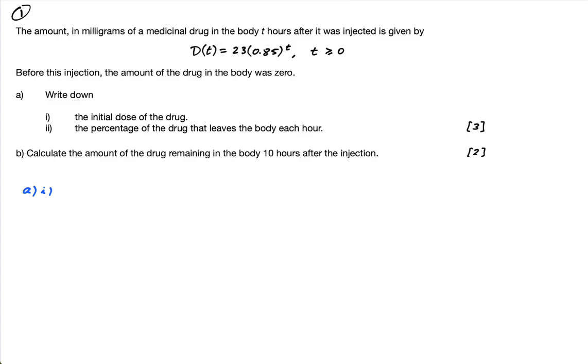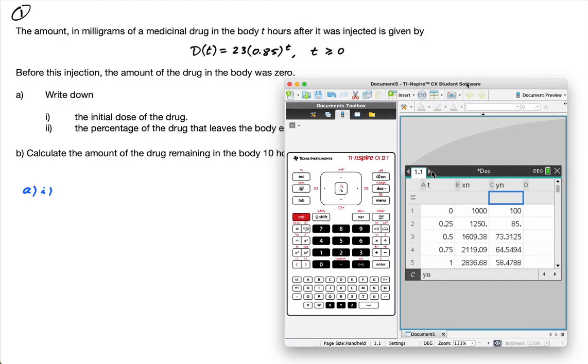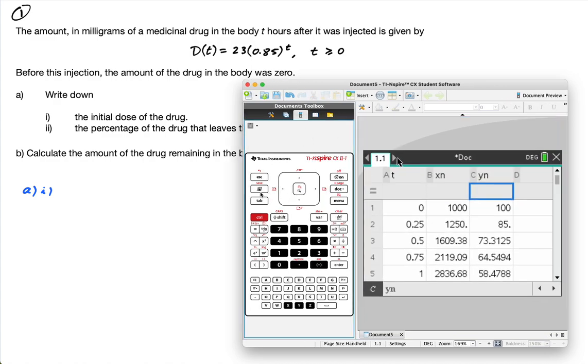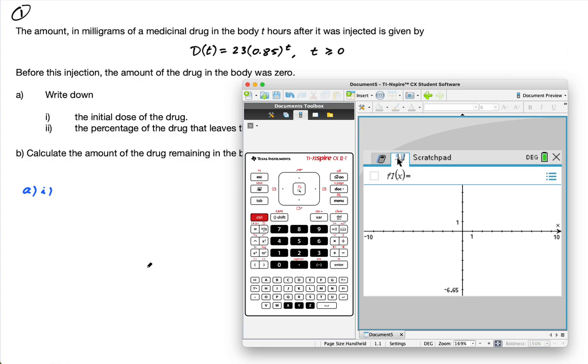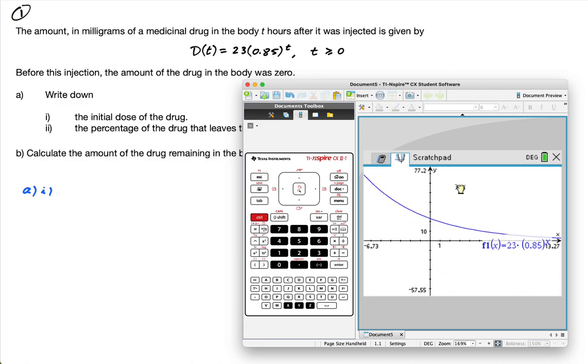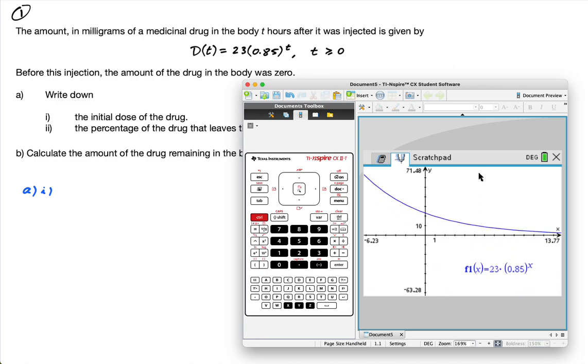Now guys, before you do any question here, you could maybe, if you wanted to, draw the graph. So it's 23 times 0.85 to the power of x. You've got to use x for a graph, remember. And then menu, zoom. Let's try zoom fit. That's not bad. We can zoom in after if we need it. So the initial dose of the drug, that's when t is equal to 0.